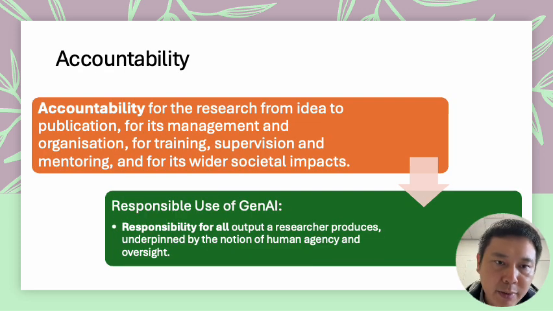Finally, the last research integrity principle we talk about today is called accountability. We should keep accountability for the research from idea to publication, for its management and organization, for training, supervision, and mentoring, and for its wider societal impact. It basically requires us to keep records for all important stages of doing research, so that in the near future, if any one of the stages goes wrong, we know who is responsible for what.